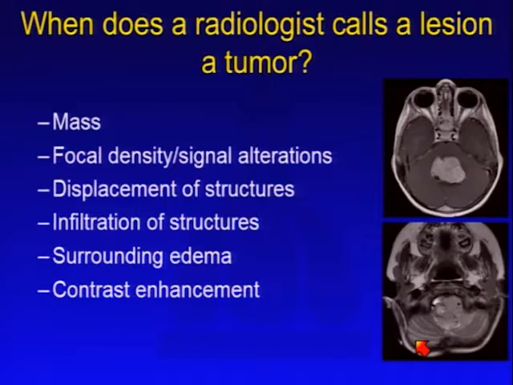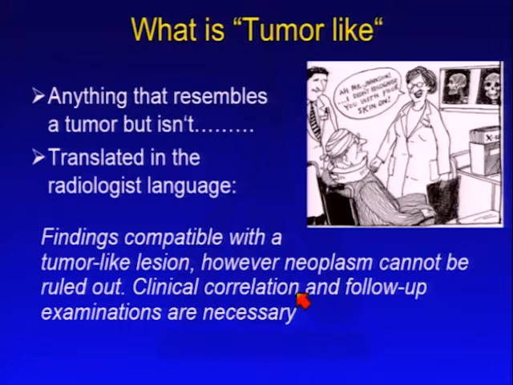So when do we as radiologists call a lesion a tumor? We think it is a tumor. And we always say, yeah, because we see a mass or a focal density on CT or a focal signal alteration on MRI, or we see the structures are being displaced, like here the vertebral artery, or they're surrounded, or there's maybe edema and there's contrast enhancement. Now, what is a tumor-like lesion? A tumor-like lesion is anything that resembles a tumor but is not a tumor, or as we usually translate in our report, finds compatible with a tumor-like lesion. However, neoplasm cannot be ruled out. Clinical correlation, follow-up imaging, or examination necessary.